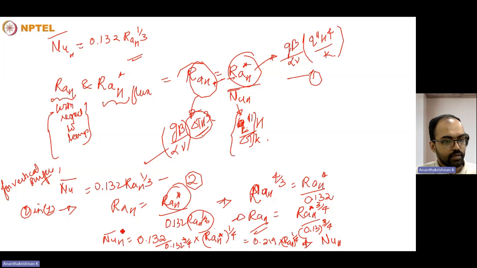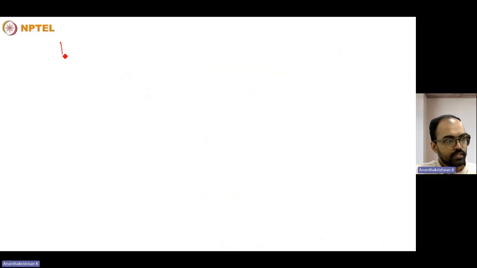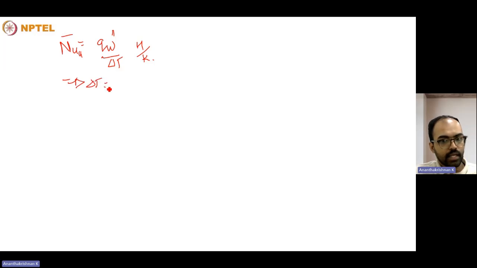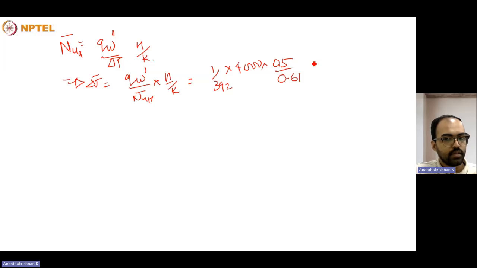Average value of the Nusselt number with respect to the height is equal to 392.3. So this Nusselt number with respect to height is given as q double dash divided by delta T, times h by k. From here, the average value of delta T could be written as q double dash divided by Nu_h, times h by k. So this will be 1 by 392 into 4000 into 0.5 divided by 0.61, equal to 8.5 degrees Celsius.